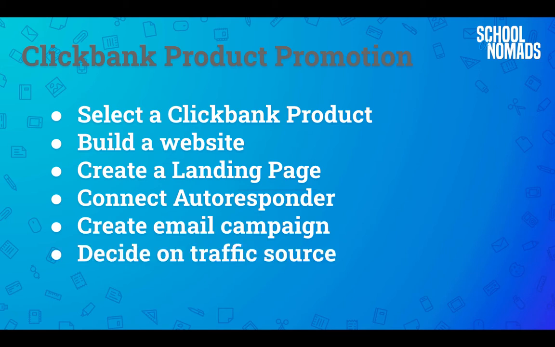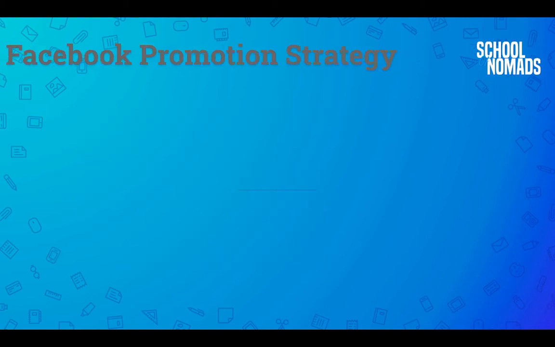And then lastly, we decide on a traffic source. In this case, our traffic source would be Facebook. So when I pick a product for this particular strategy, that's the only traffic source I use initially. I want to be able to concentrate all my efforts on one traffic source. And then over time, I can add more things like YouTube, Twitter, any other of the social platforms to that. But at least initially, I want to just concentrate on Facebook. So once you've picked that Clickbank product and you've built all of the elements that we discussed, we'll then have our base to go ahead and start promoting that on Facebook.